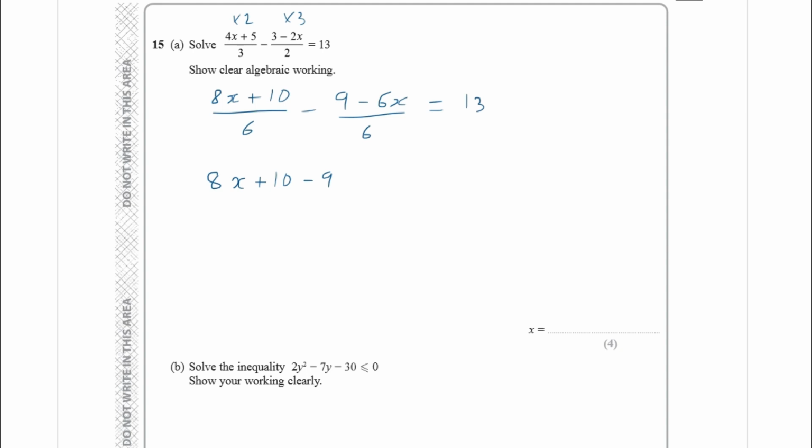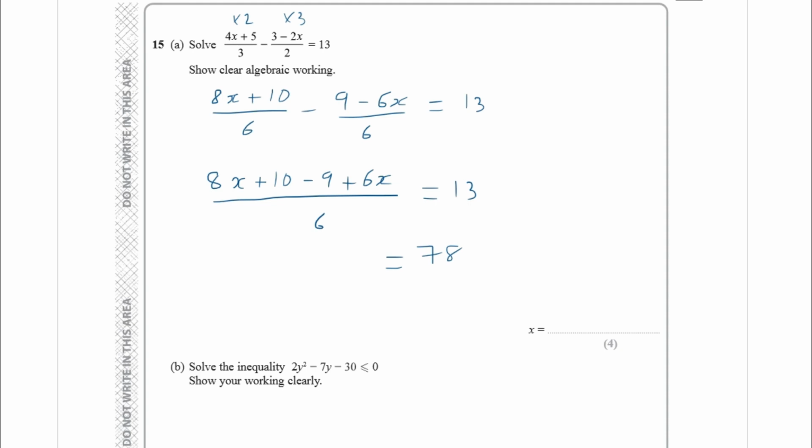So make sure to distribute the negative to everybody, because the negative was in front of the fraction, but now it's actually being incorporated in the fraction. So we can say plus 6x here, and all of that is over 6, and this is equal to 13. Moving the 6 to the other side, I will have 6 times 13. Now you can do this operation first. 6 times 1 is 6. 6 times 3 is 18. So this is 60 plus 18, which is 78.